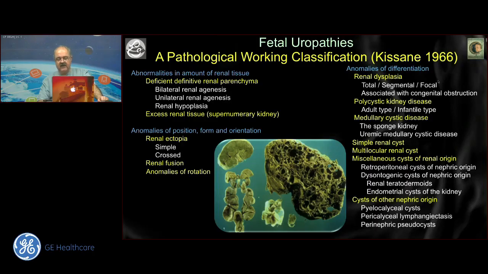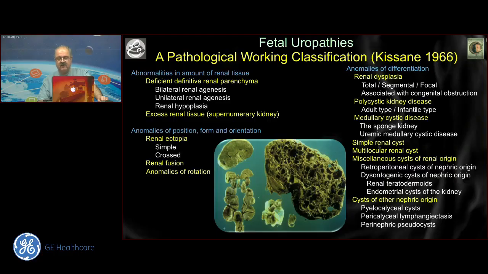In terms of the anomalies of differentiation, we have renal dysplasias, which may be total, segmental, or focal, and they may or may not be associated with congenital obstruction. You have polycystic kidney disease, which broadly speaking is the adult and the infantile type. You have medullary cystic disease, which is the sponge kidney, which is the echogenic kidney, and the uremic medullary cystic disease, which means that essentially the kidney gets destroyed at a very early stage and all that is left is dysplastic kidney tissue.